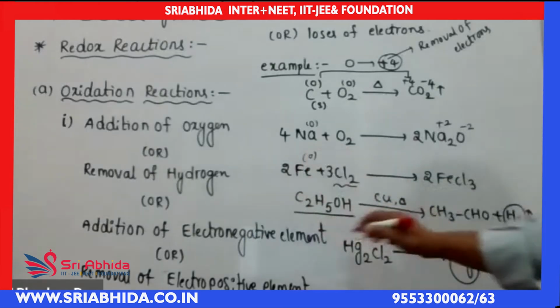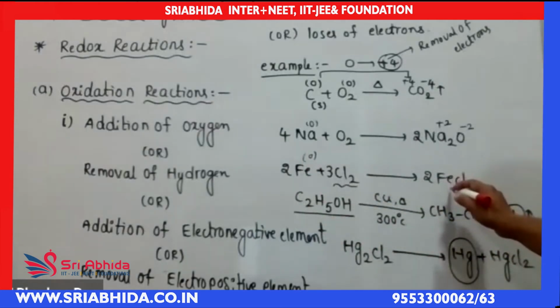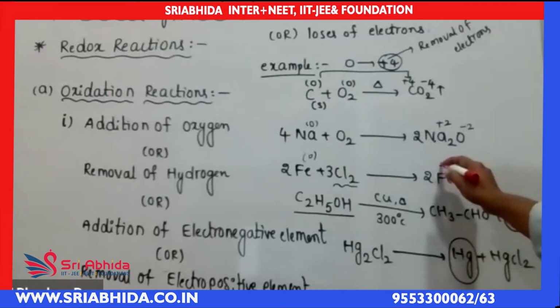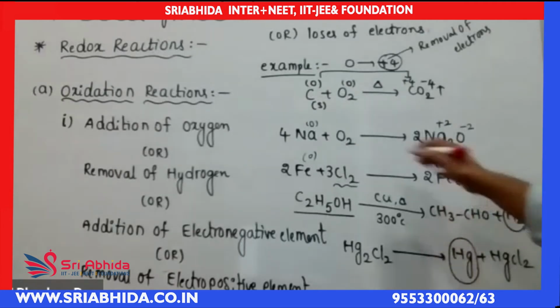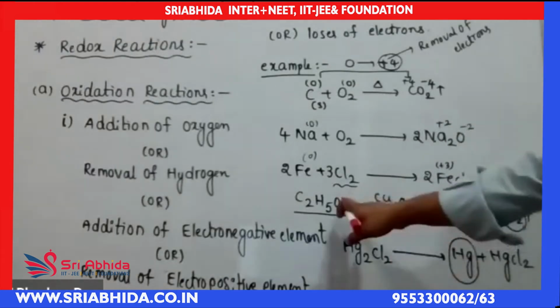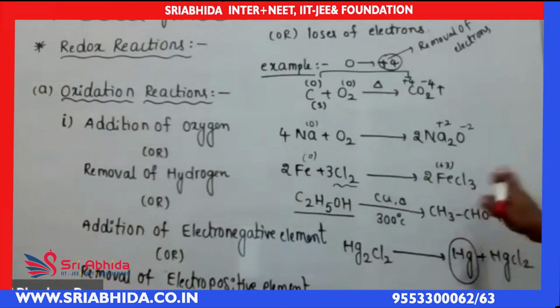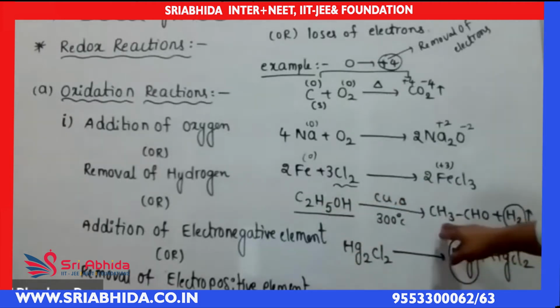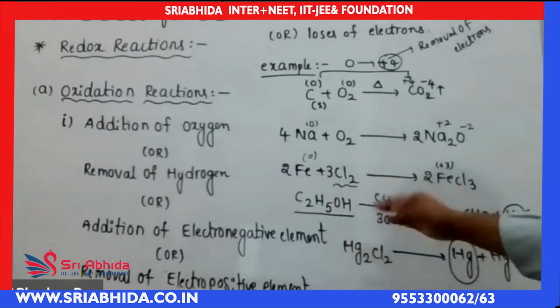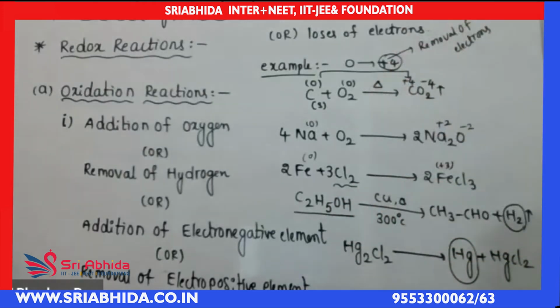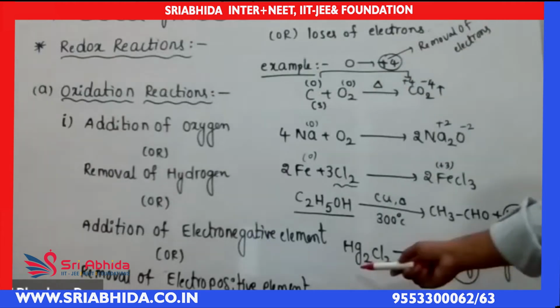So here also iron is in the 0 state, but if you observe in this case, each chlorine is -1, so it is -3, and iron is +3. So iron loses 3 electrons. In the case of removal of hydrogen, it is not directly possible to identify the loss of electrons like that. I will explain that in the organic part, okay.